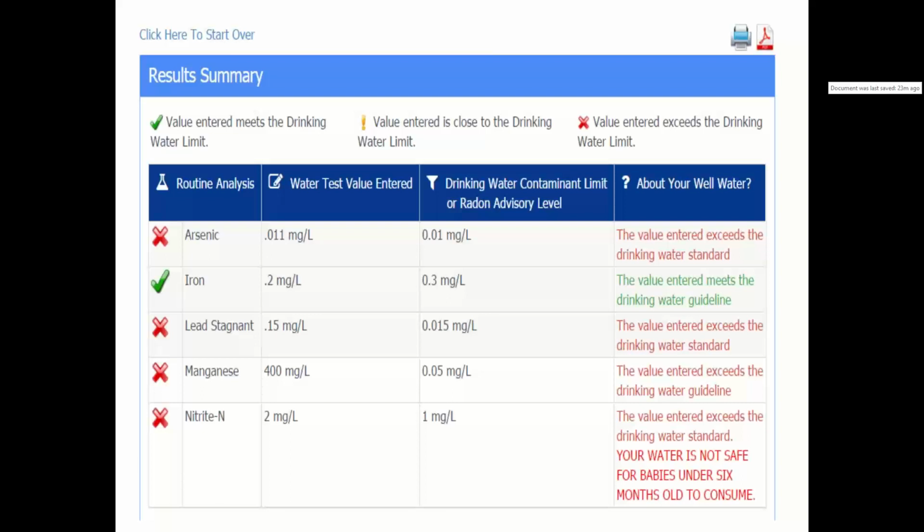Once you've submitted your lab test results, the Be Well Informed Guide then generates a report that users can save, print out, and discuss with a treatment vendor. The report is composed of 3 parts. Part 1, which you see here, is the results summary. This provides an overview of the values entered and compares it to the current standard or MCL, and it lets you know whether or not the test results meet the drinking water guidelines.